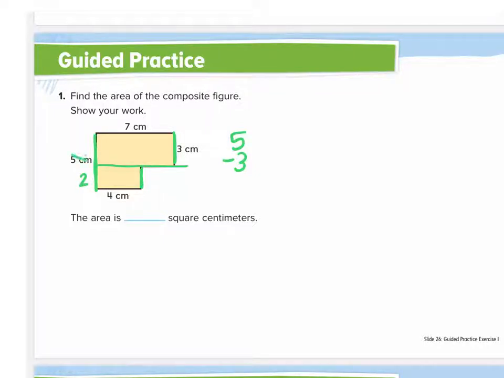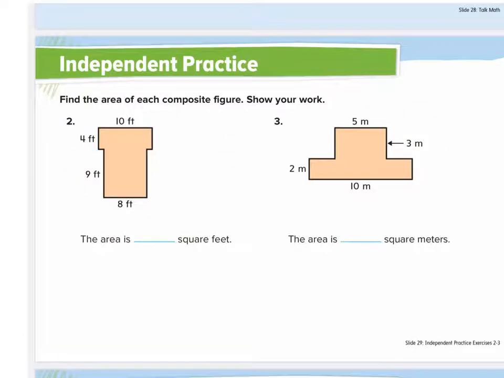Okay? Now we're no longer working with 5. We have 2 and 4, 7 and 3. So 7 times 3 and 4 times 2. 7 times 3 is 21. 4 times 2 is 8. So we have a total area of 29 square centimeters.